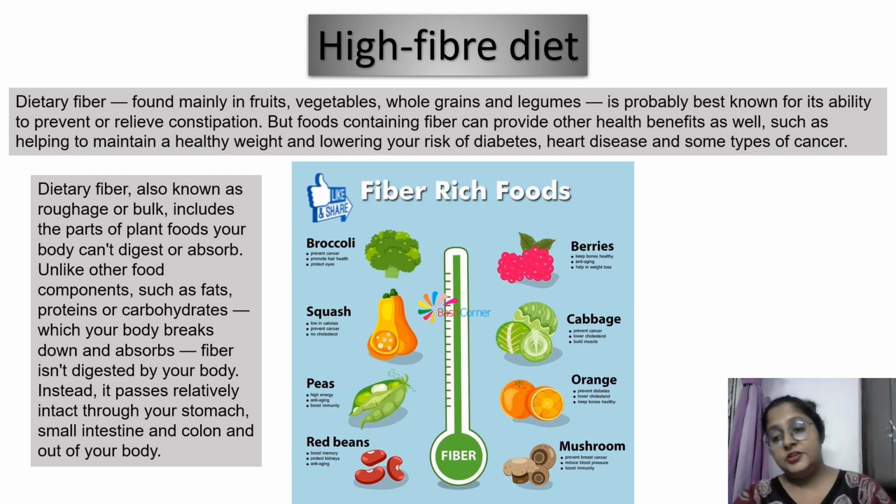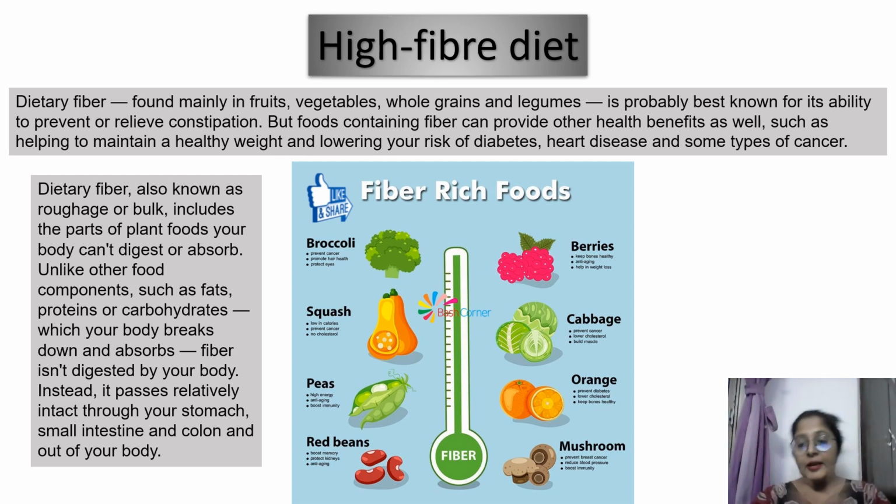The first diet today that we will discuss is the high fiber diet. So, most of you have heard about the high fiber diet. When do we increase fiber in our diet, or why do we increase fiber in our diet? Basically, when our diet is full of fruits, vegetables, whole grains, legumes, we are increasing the fiber of the diet, and it is mainly able to prevent or relieve constipation.